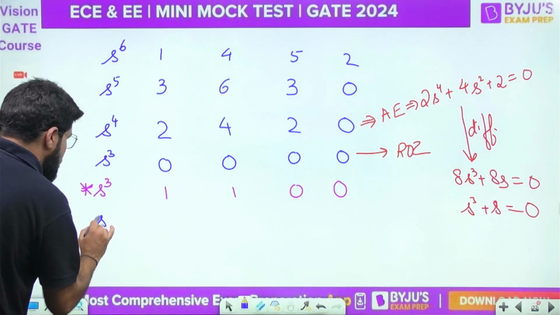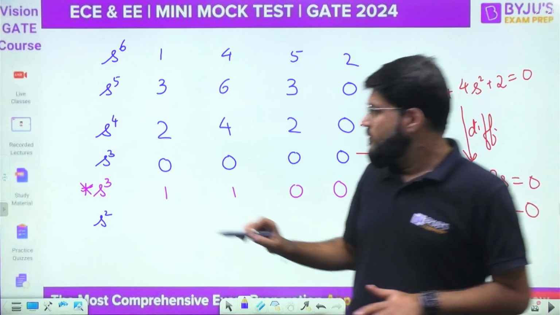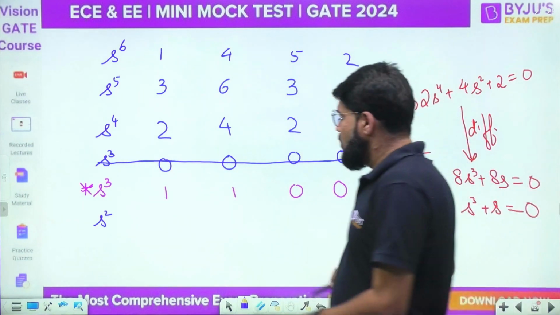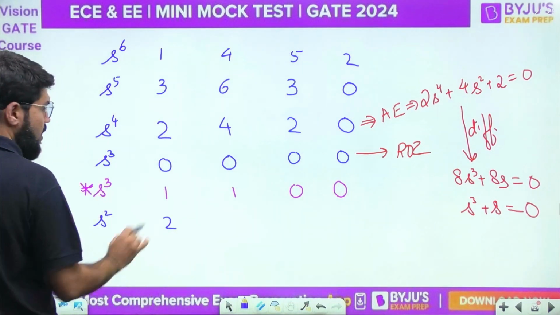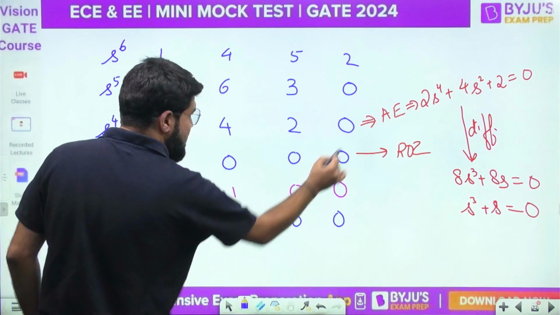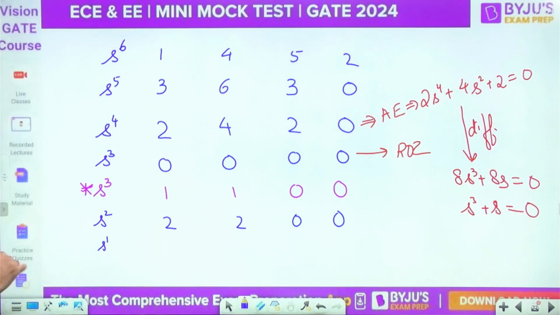So next will be the s square row. Now when you are going to the s square row, which row? This is not to be counted. This has been replaced by the new s power 3 row. So I have 1 into 4 minus 2, that is 2, 2 by 1 is 2. 1 into 2 divided by 1, this is 2, 0, 0. Why is this 0? Because this was all 0. Last element always 0. So now the turn for the s power 1 row.